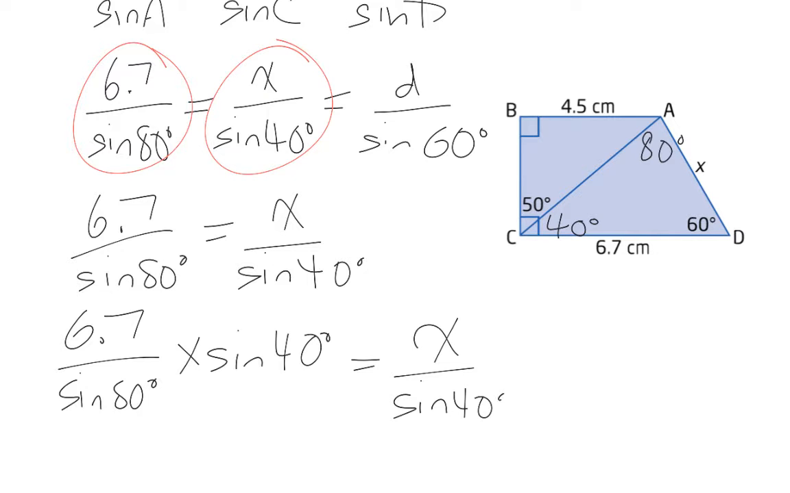Why am I multiplying both sides by the sine of 40 degrees? Well, I want to isolate x, and x is currently being divided by the sine of 40 degrees. Now, to get rid of it, you need to do the opposite operation to both sides of the equation. So that cancels out.